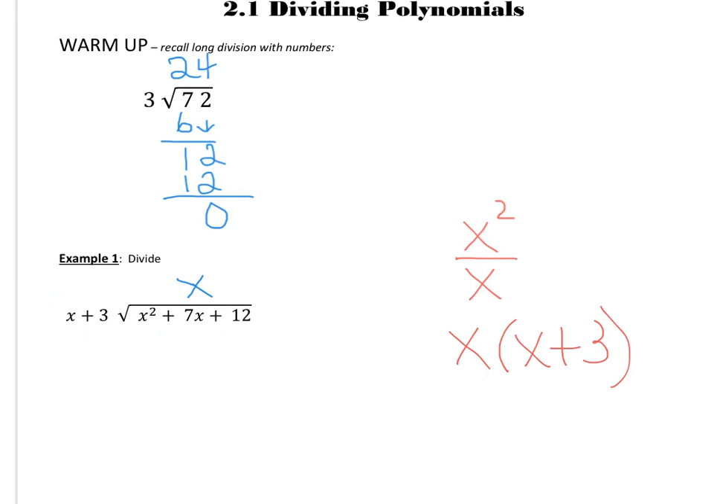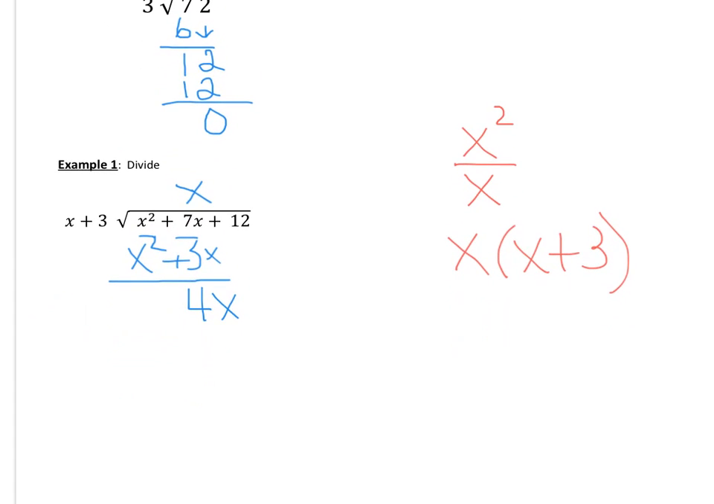Okay, and when we do that, we of course get x squared plus 3x. Okay, now we're going to subtract. Here we're going to get x squared minus x squared, which gives us nothing. If you have divided correctly, that should always be the case. And here we have 7x minus 3x, which leaves us with 4x. Okay, now we are going to bring down the 12, so the positive 12, and we're going to start the process. We're going to start the thinking again.